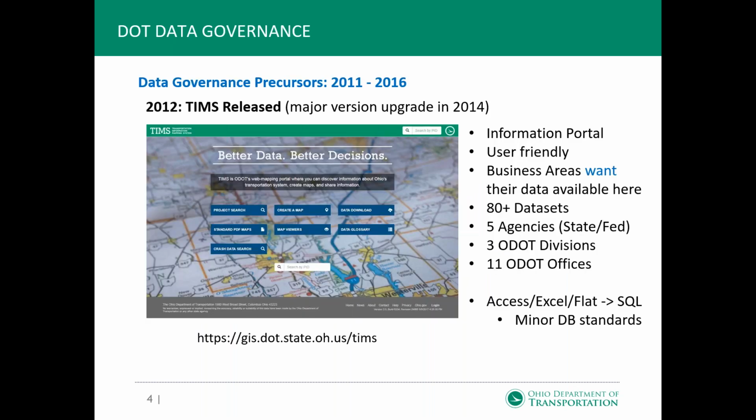So when I look at the data governance journey here at ODOT, I guess I start back when I joined the agency in 2011.